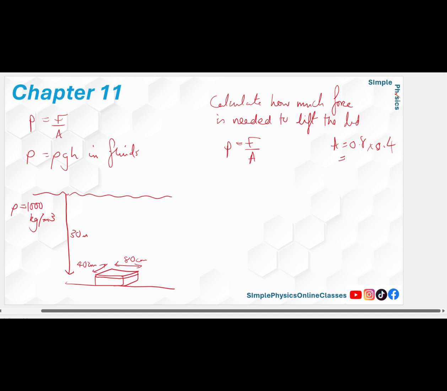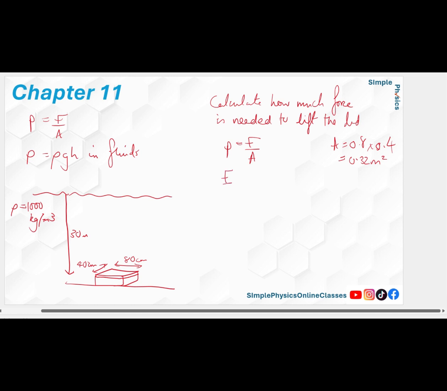So that should be 0.32 meters squared. So I've got my conversions already. All right, so there's the first mark, isn't it? Now we want to work out the force. We've got the area, but we need the pressure. So the pressure exerted on that lid is liquid water pressure, isn't it?